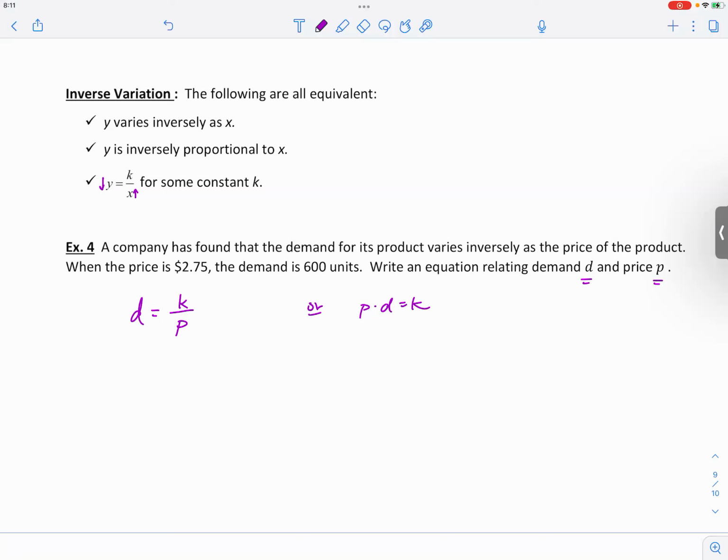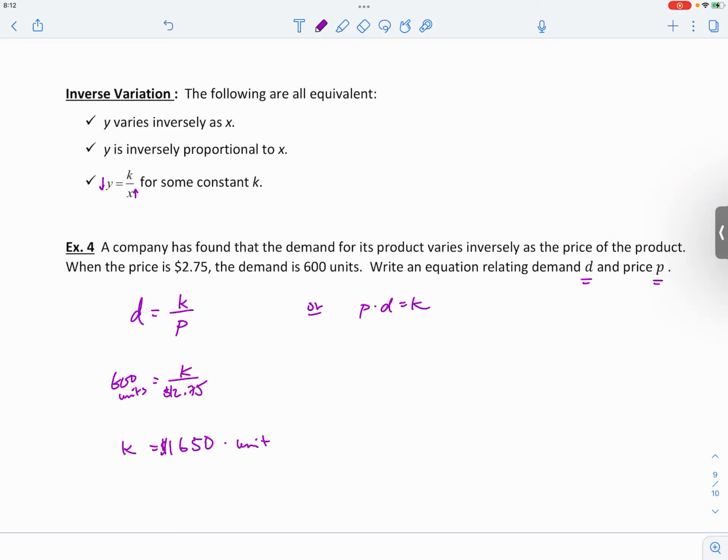So if the price is 2.75, the demand is 600 units. So what is the K value? The K value here would be 1650. Now, should I put a unit right here? Sure. Oh, sorry, no, 600 is units, and that's a price. So when you multiply them together, it will be $1,650 times unit, not per unit, but times unit.